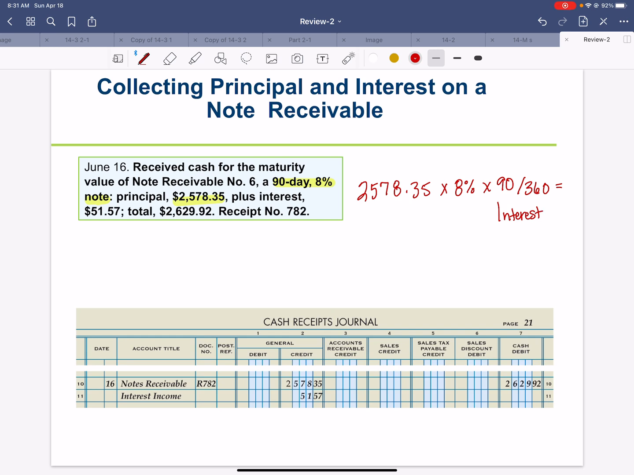And again, it's all figured out for you here, but in a lot of your problems it is not. Our notes receivable will be credited for the amount of the principal. Our interest income will be credited. Our income is going up by the amount of our interest. And the total amount of cash we received is both the principal plus the interest.